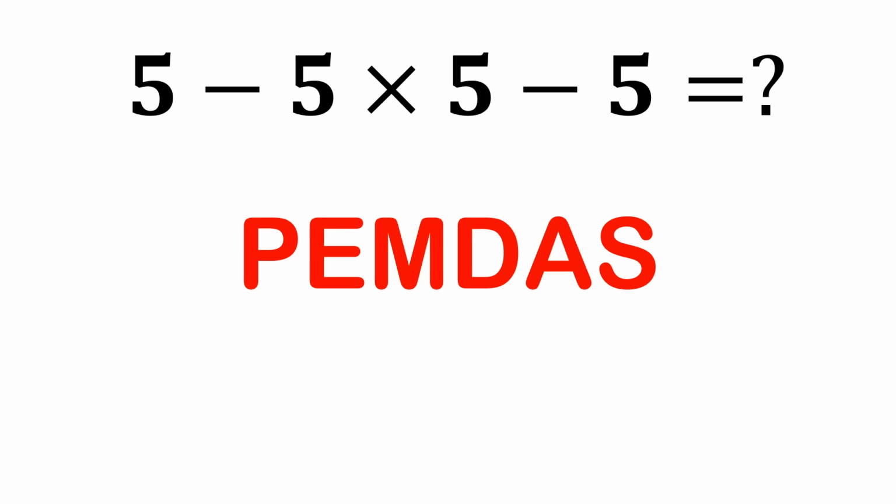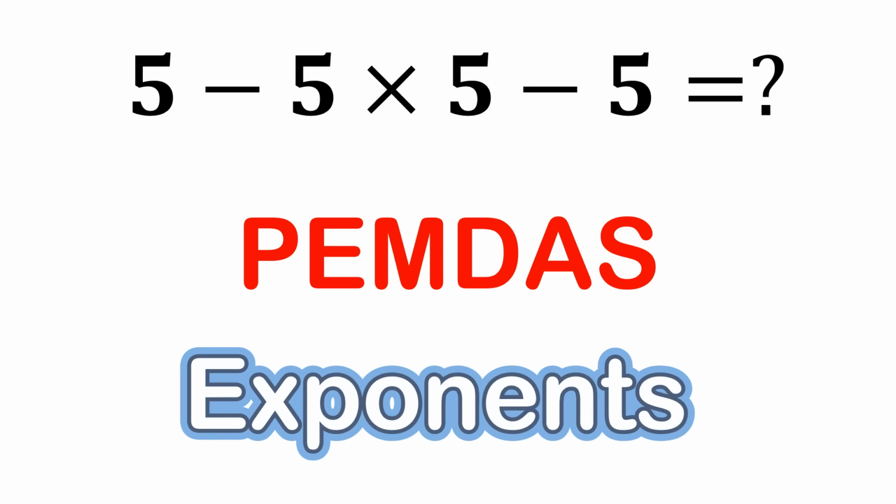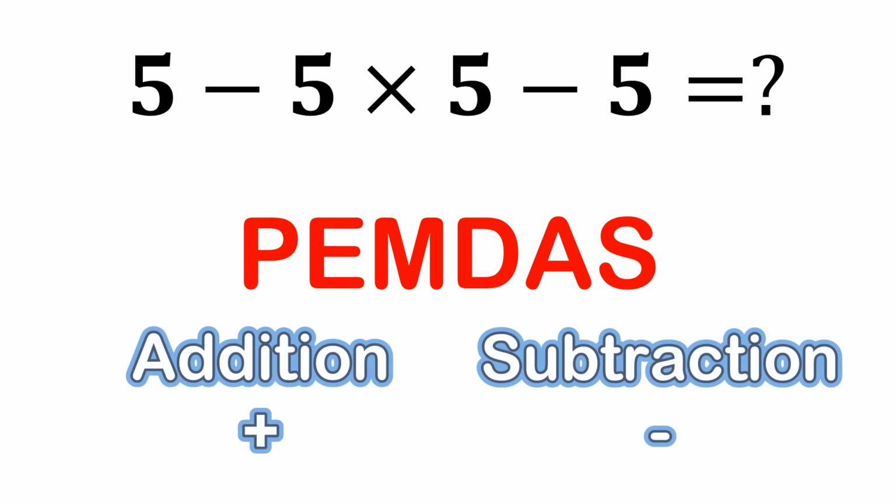PEMDAS tells us the order of operations. It goes like this. First, parentheses. Second, exponents. Third, multiplication and division. These two have the same priority, but they come after parentheses and exponents. Fourth, addition and subtraction. These two also have the same priority, but they come after multiplication and division.